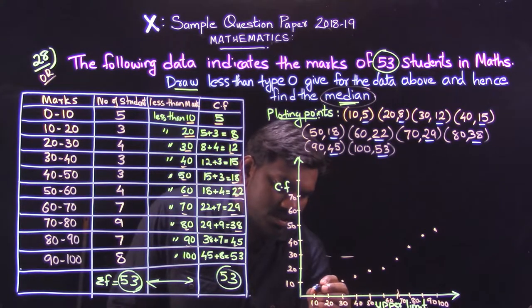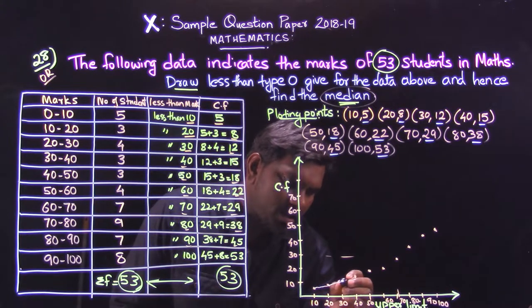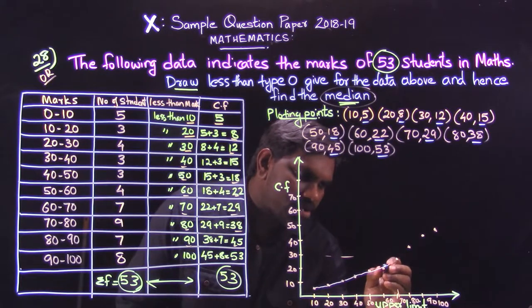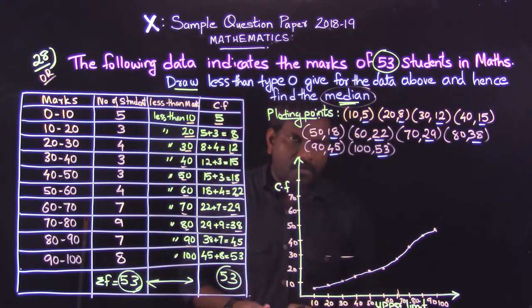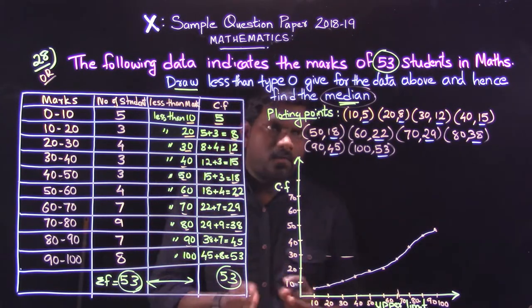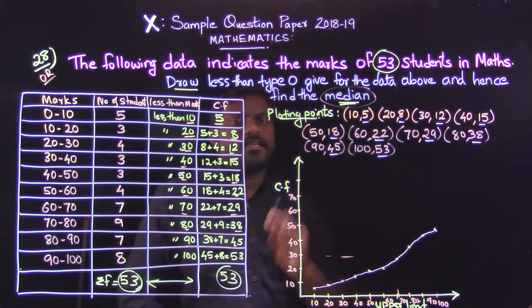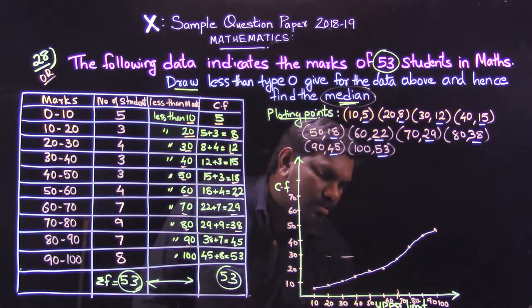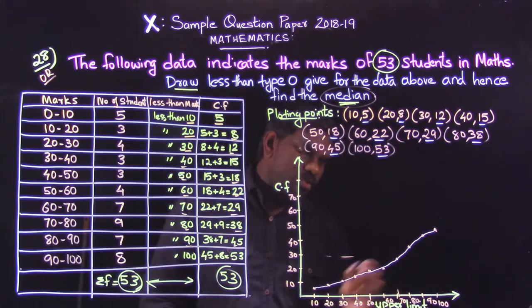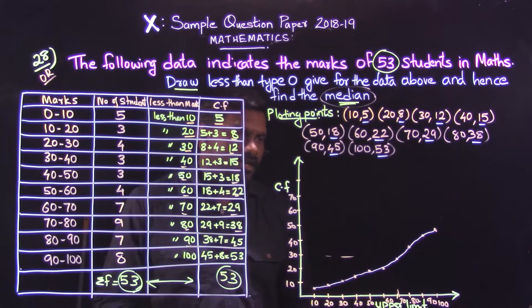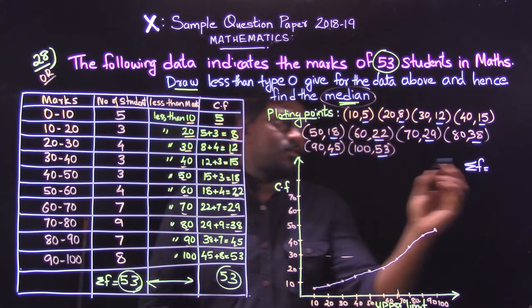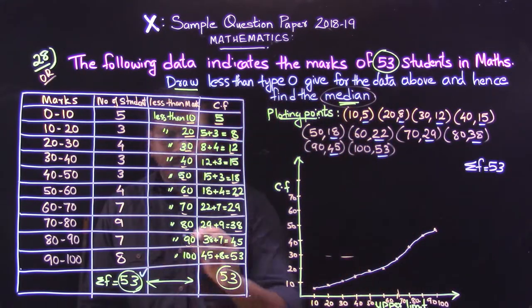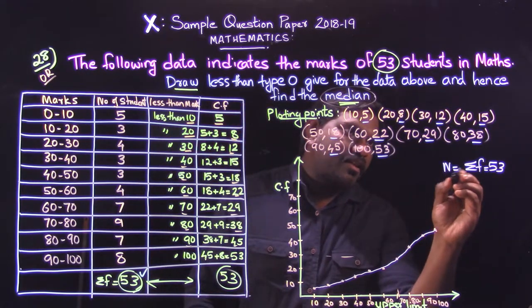Then you just need to go ahead and freehand draw it and join these points. Fine. This is what I got from the graph. Once you get this, you need to know where to look for the value which will give the median. Median, obviously, you will find somewhere over here. But as you know the summation of f is 53, as we already got, this is in fact n. N is equal to 53.